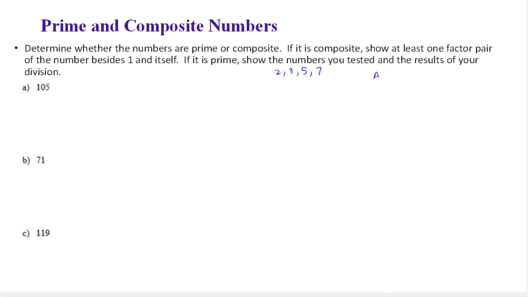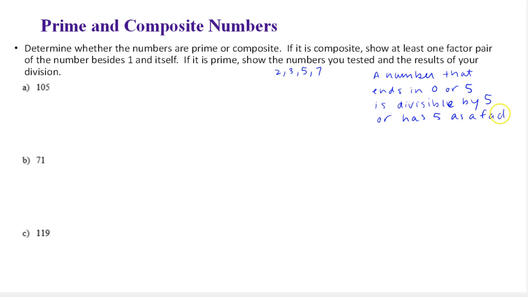So a number that ends in either 0 or 5, we could say is divisible by 5, or another way to say that, or has 5 as a factor. And if a number has a factor besides 1 and itself, it's not prime. So for 105, we can say this ends in 5.